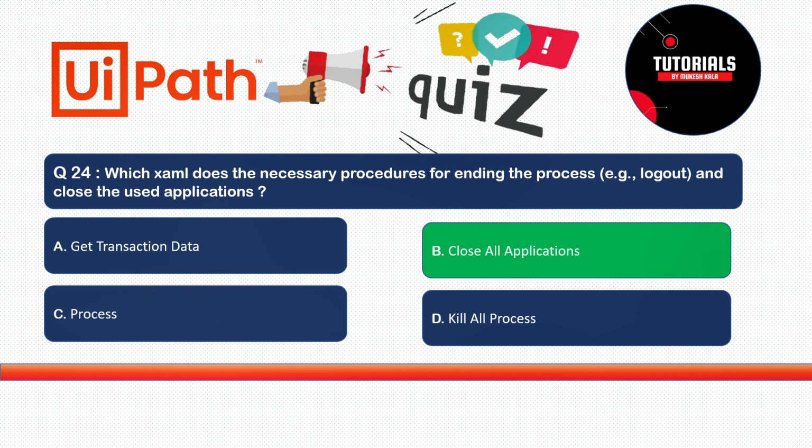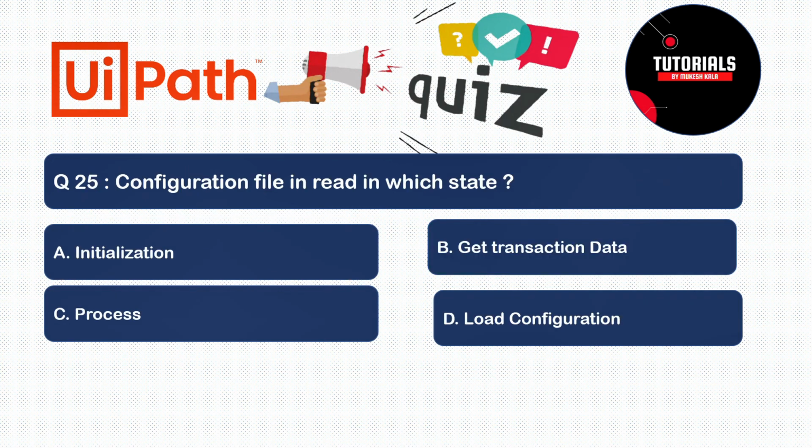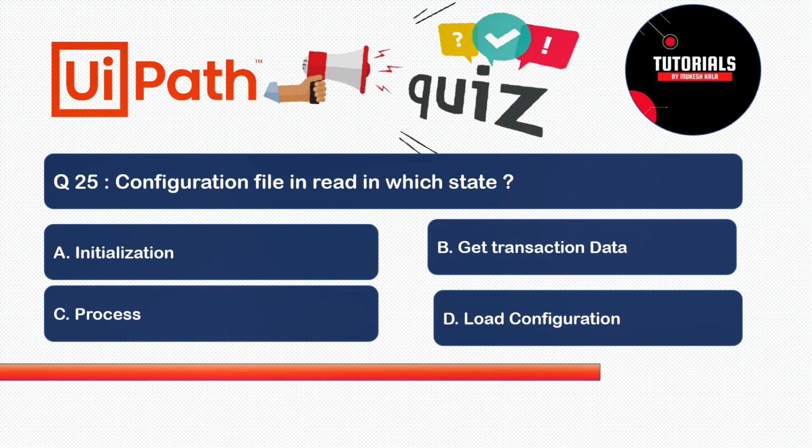Okay, next coming is question number 25. REFramework works on the concept of configurability. So we have something which is called the config file, a dictionary of string and object. Now you have to tell me in which state we are reading the config file. Is it init, get transaction, process, or load configuration? Which state of REFramework are we actually reading the config file in?